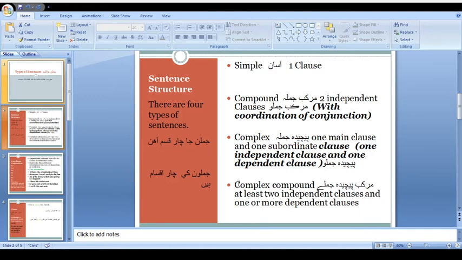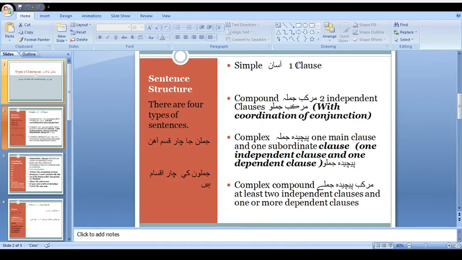This is the first and most important thing you should know first. Now let's talk about the simple, which consists of one clause.